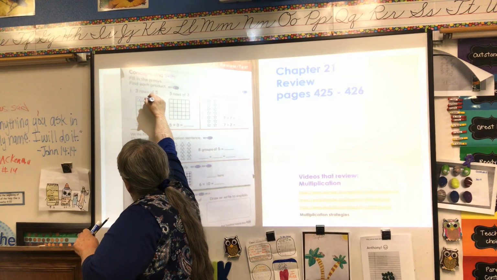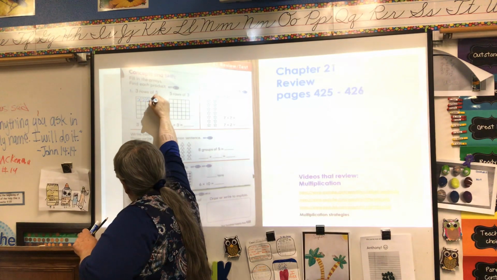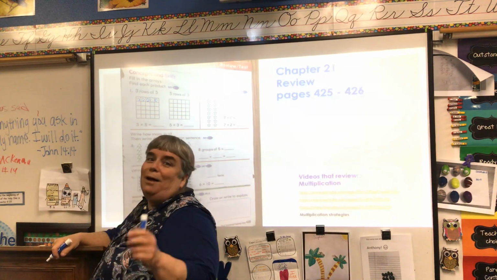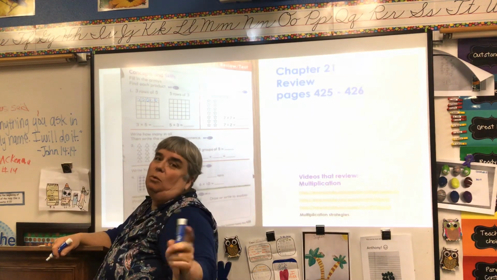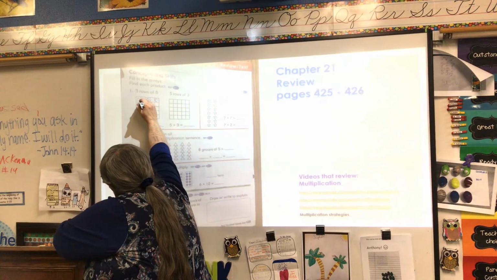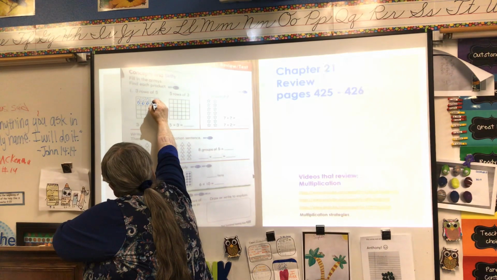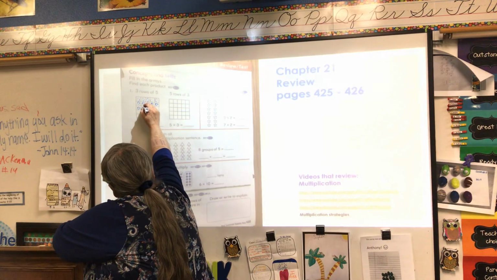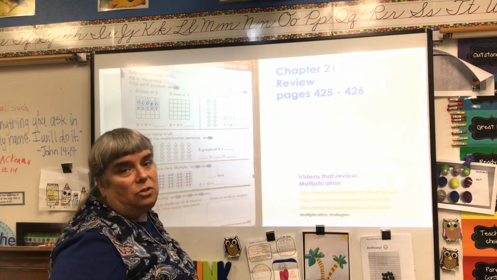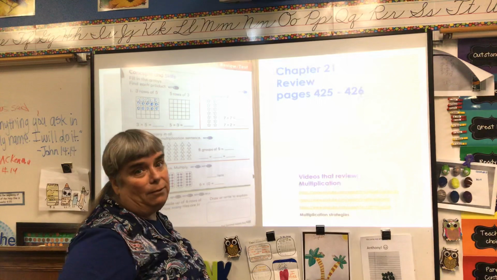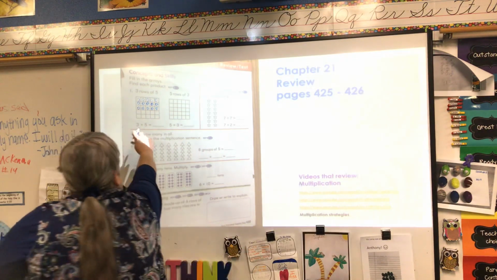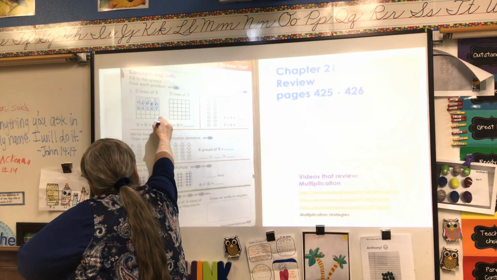1, 2, 3, 4, 5. Because 5 is our equal groups. 5 is the number in each equal group. 3 rows means 3 equal groups. So 1, 2, 3, 4, 5. So what I'm going to do to figure out the answer to that, I'm going to skip count by 5. 5, 10, 15. So 3 equal groups of 5 is 15.